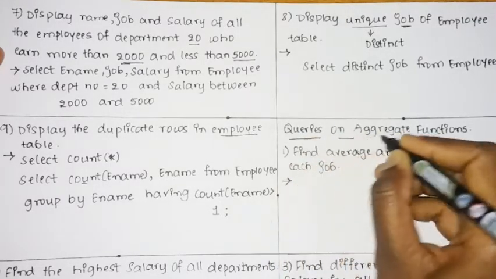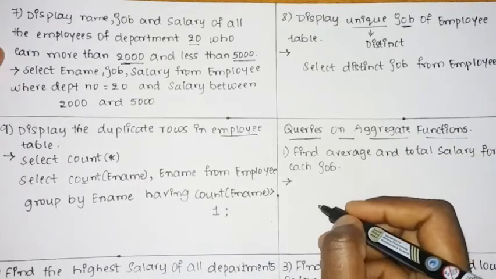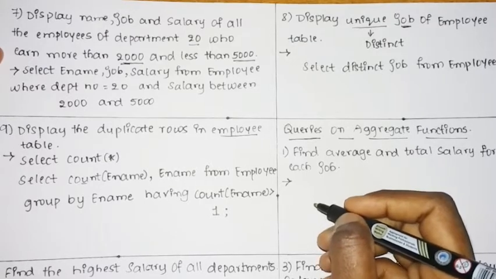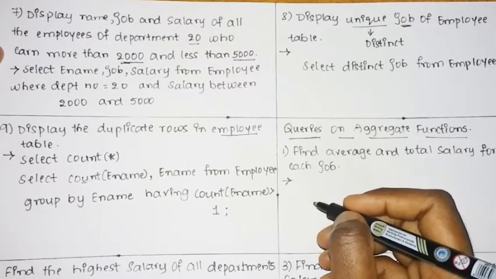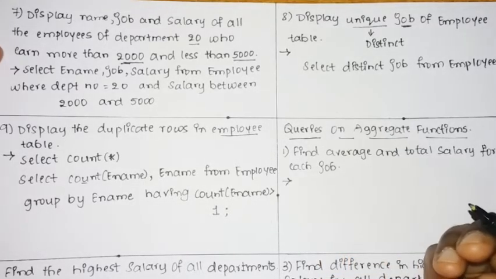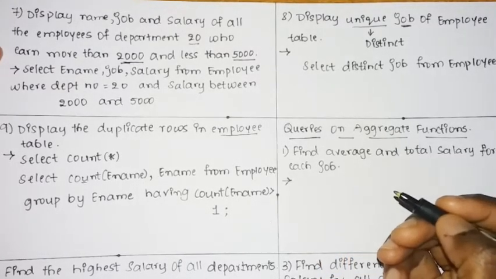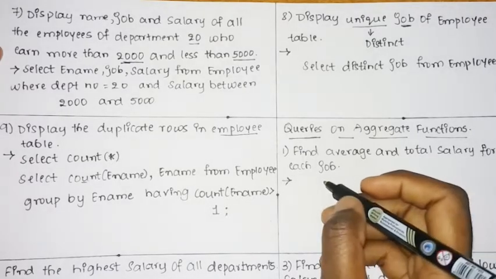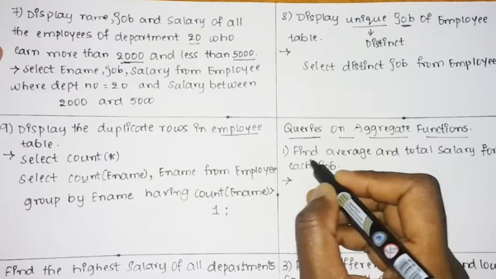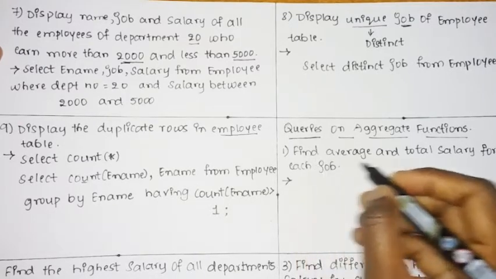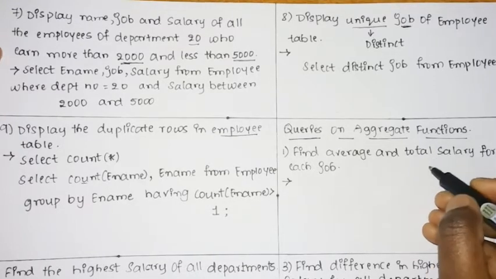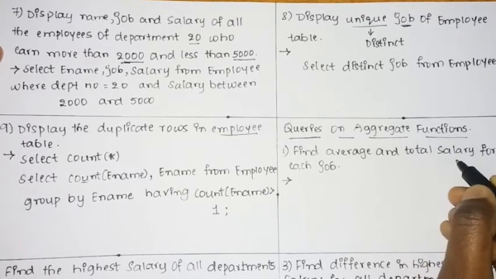Now we shall see with the help of a select statement the various aggregate functions. If you want to calculate the average or the sum, you have the aggregate functions. These are built-in functions, like sum of, followed by average of. Now we shall solve some queries with the help of aggregate functions. The first query is to find the average and the total salary for each job.